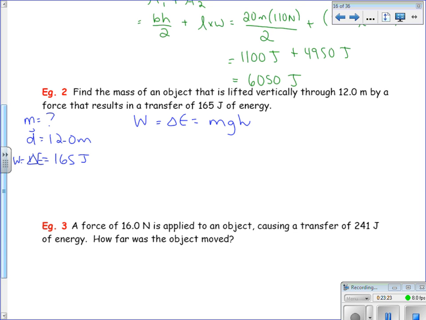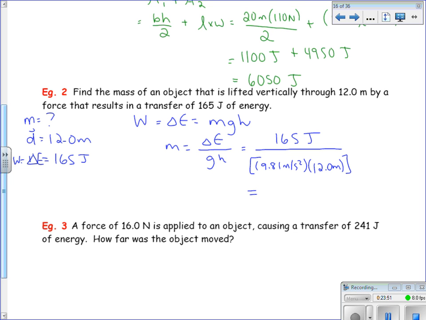Okay, so we have height, and that change in energy. Mass is what we're looking for. Mass is equal to change in energy divided by g times h, which is 165 joules, divided by, and you need big brackets on the bottom, so you have to find 9.81 meters per second squared times the height of 12 meters. Figure out what that is first before you divide by it to get 1.40 kilograms.